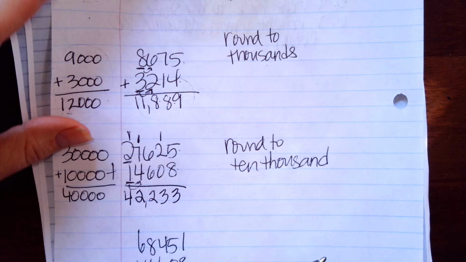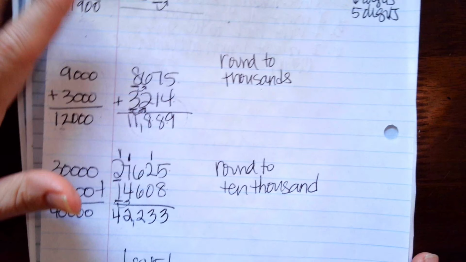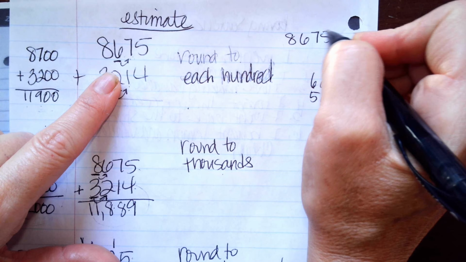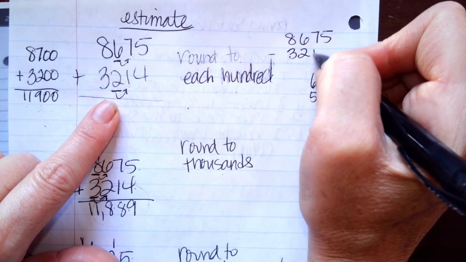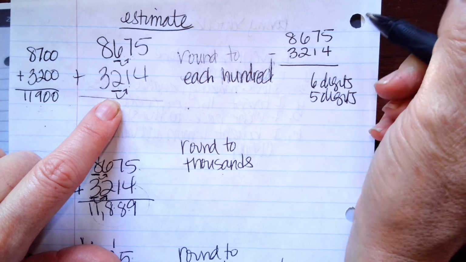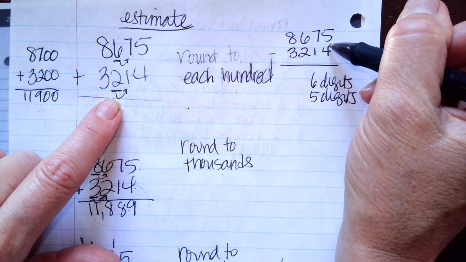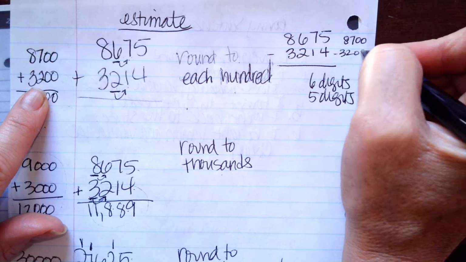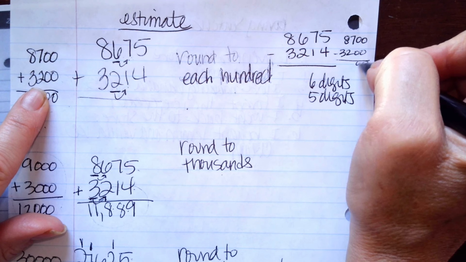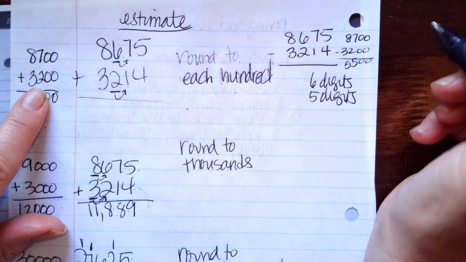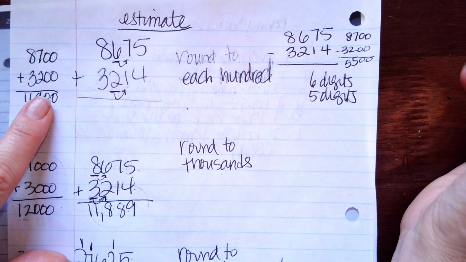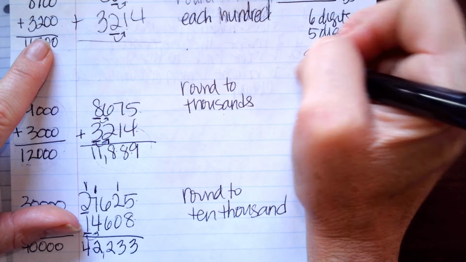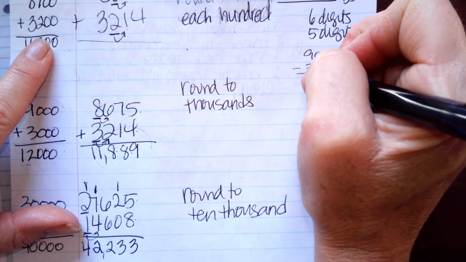Now we're going to do subtraction. So suppose we had the same thing here, and it was 8,675 minus 3,214. I'm just going to do the same exact thing. If I was rounding to the hundreds, it would be 8,700 minus 3,200, and then I would find what the estimate was. It's about 5,500. Then I would round to my nearest thousands. This one would be 9,000 minus 3,000. That's about 6,000.